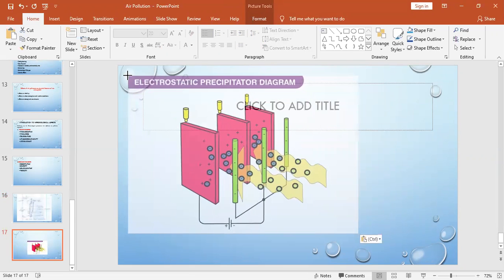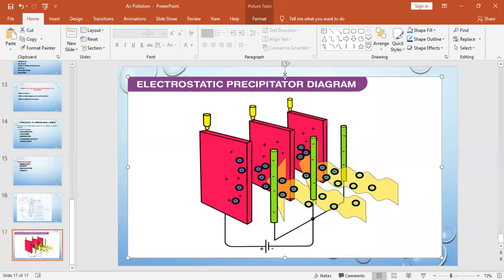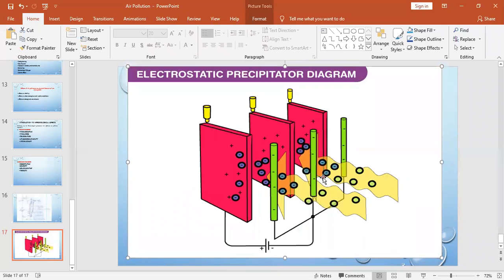See, you can see here. This is also one of the figures. Hello, who is talking there? Okay, you can see here now. The electrodes are moving.